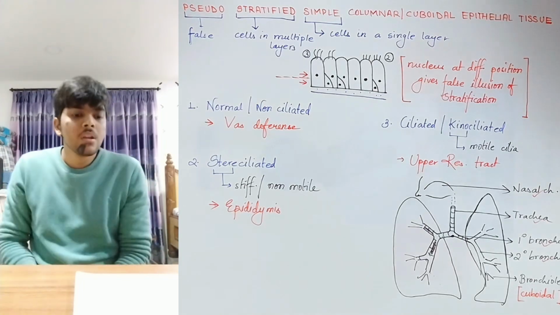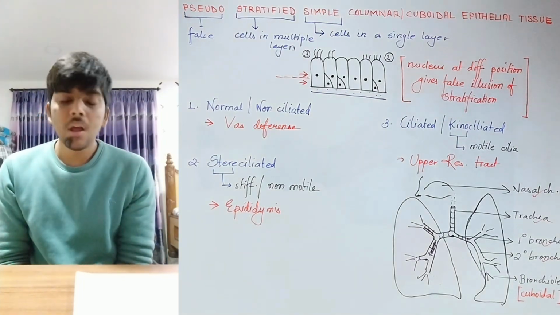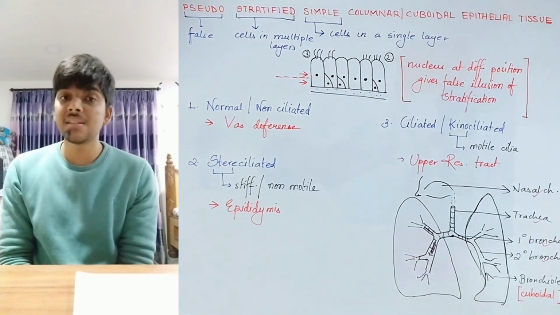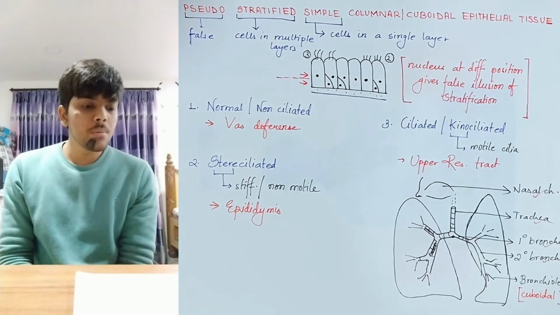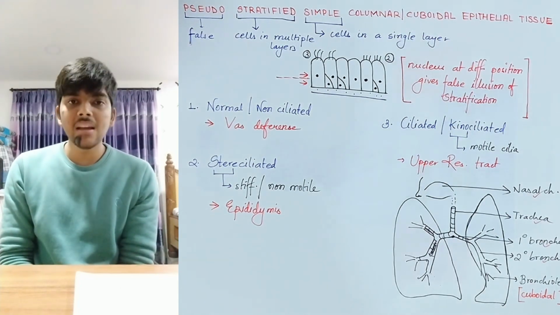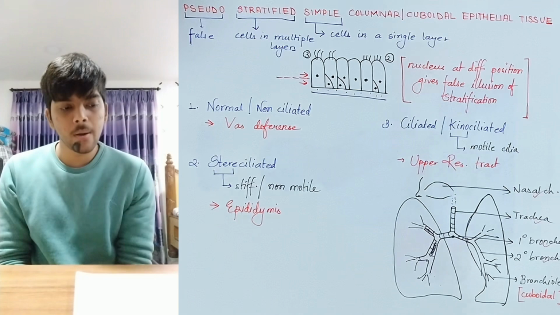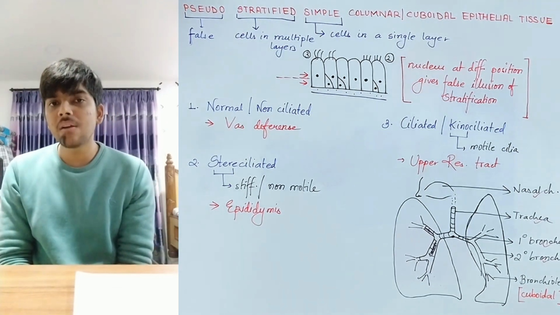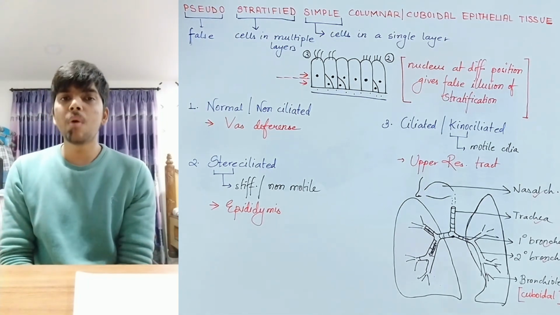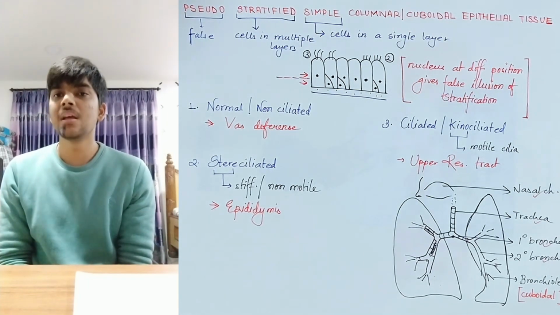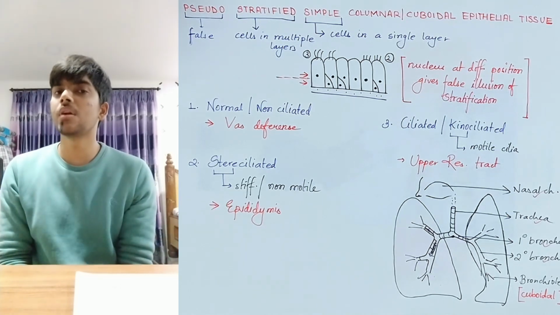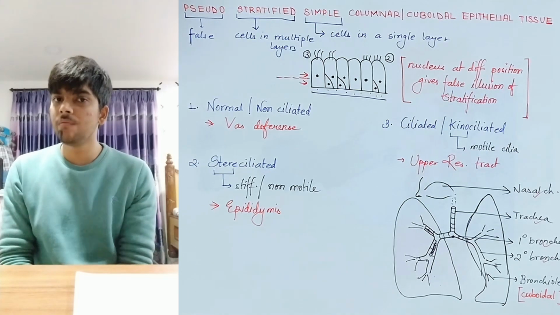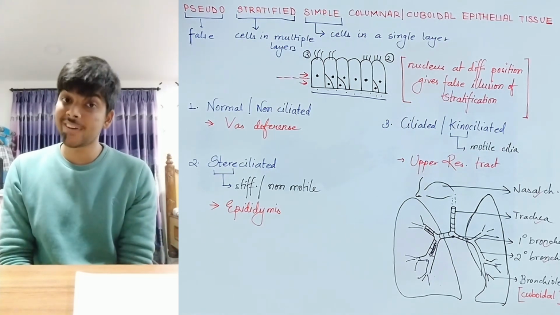Let me revise it for you. Okay, pseudostratified simple epithelial tissue. It is a simple epithelial tissue where cells are arranged in a single layer. Why? Because the base of all of the cells are in direct contact with the basement membrane. It is pseudostratified because the cells arranged in a single layer are of different sizes. The smaller cells have their nucleus at a position lower than the nucleus of the taller cells, which gives off a false illusion of stratification when viewed under a microscope after staining.